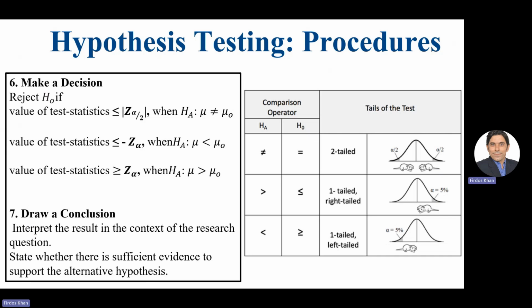Yes, that's very simple, I think. And then you can draw the conclusion. When you do all these steps, you need to draw the conclusion: interpret the result in the context of the research question, and state whether there is sufficient evidence to support the alternative hypothesis. You can decide based on the result you have here.